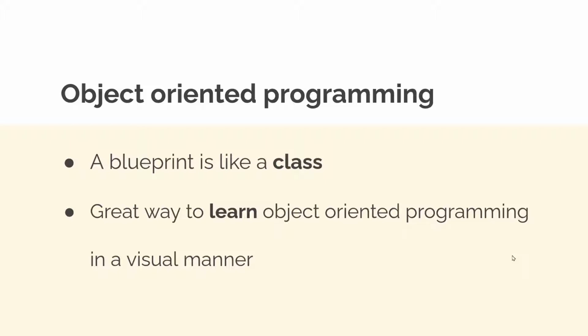A class is an entity that describes the properties and functionalities of itself. So, for example, I could have a class called player, and this class will describe what are the player's properties and what can the player do. And a blueprint is just like a class. It's a replacement for a class in object-oriented programming. So blueprints are a great way to learn object-oriented programming in a visual manner, because blueprints, you'll see they use a lot of the same topics and data structures as does object-oriented programming.